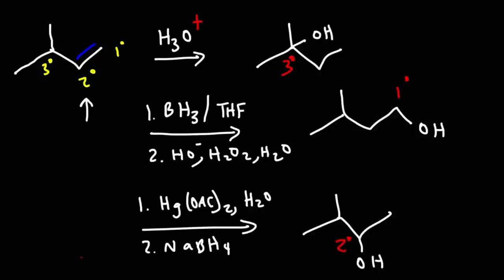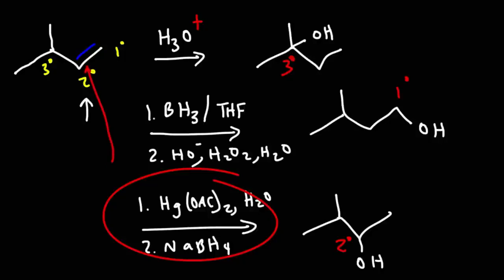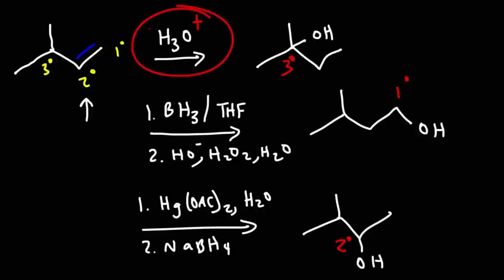So here we're going to get a secondary alcohol instead of a tertiary alcohol. So make sure you know the differences between these three reactions. So this one proceeds with anti-Markovnikov regiochemistry. The OH is going to go on the least substituted carbon of the double bond. This one proceeds with Markovnikov regiochemistry. The OH is going to go on the most substituted carbon atom of the double bond. And for this one, it's susceptible to rearrangements. So it really depends on the structure of the alkene.